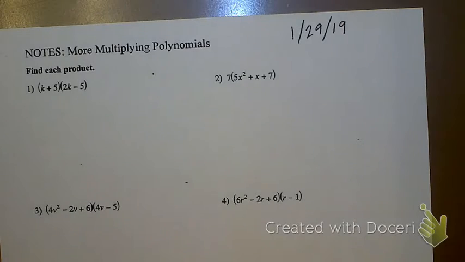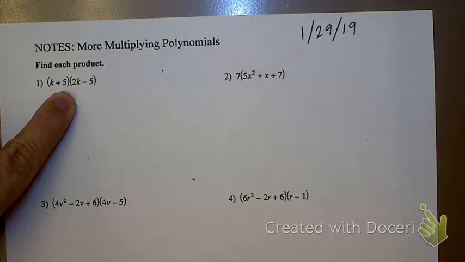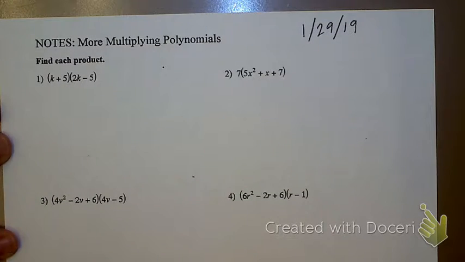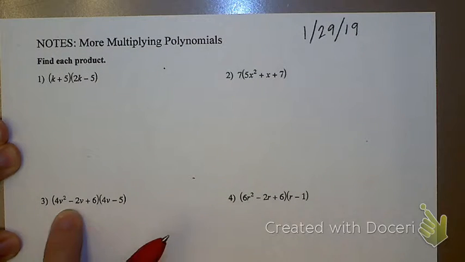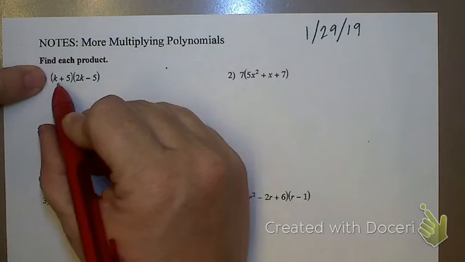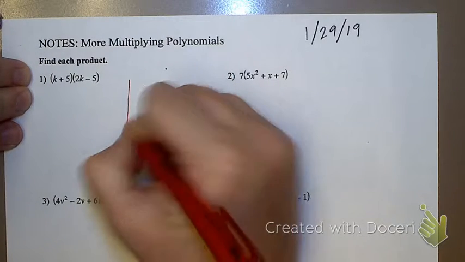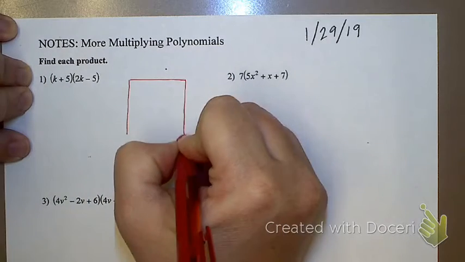All right, so we're going to do some more multiplying polynomials. We're going to start off with one like you would have seen on last night's homework, and then we're going to move to ones that have more terms in it. Just means our box is going to be a different shape. So if I use my box method here, I have a 2 by 2. So here's my 2 by 2 again.